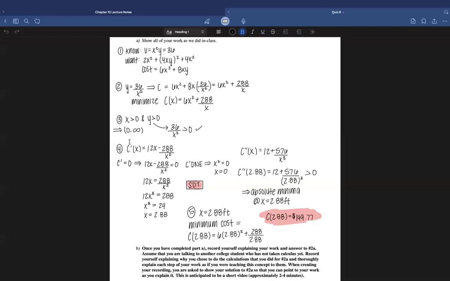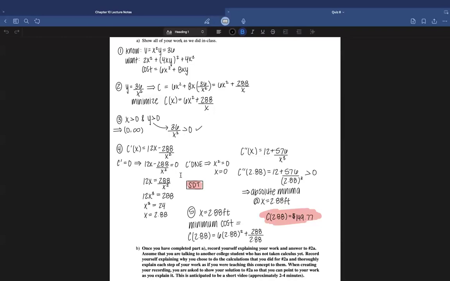In step 4, that is the calculus step. So this is the step where we find the critical values. And so in order to find the critical values, we take the c of x function and we find the derivative of that. So I ended up getting c prime equals 12x minus 288 over x squared. And so when finding the critical values, we want to see if c prime equals 0 or c prime does not exist. So for c prime equals 0, we set the derivative equal to 0, and that gives us a critical value of 2.88.